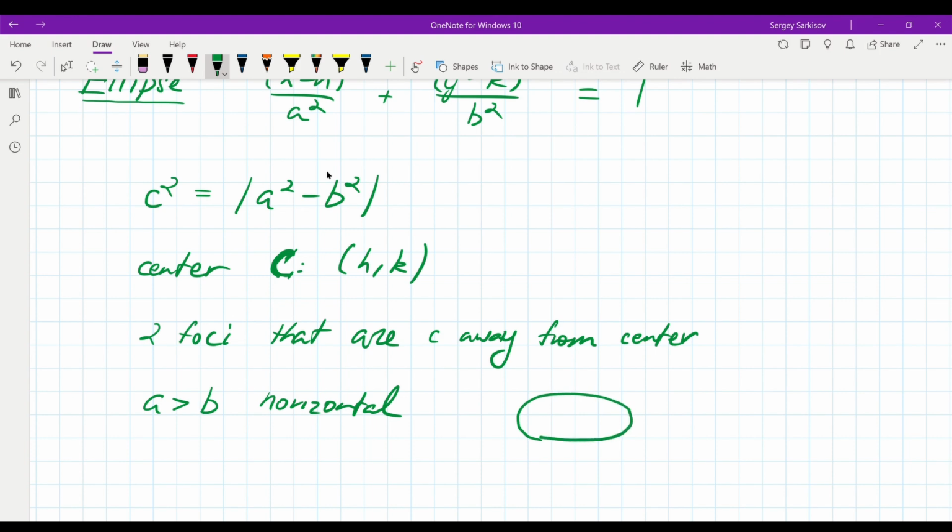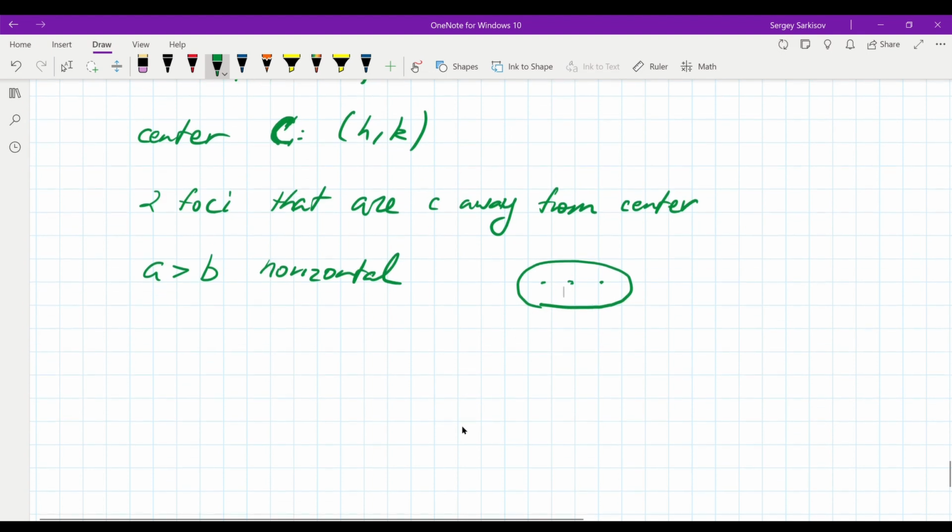Okay, and you have center, you have foci. So you see that center and foci, and then that's it. The horizontal one right there, the big one, is called the major axis. And this right there is called the minor axis. So the small one is minor, the big one is major.